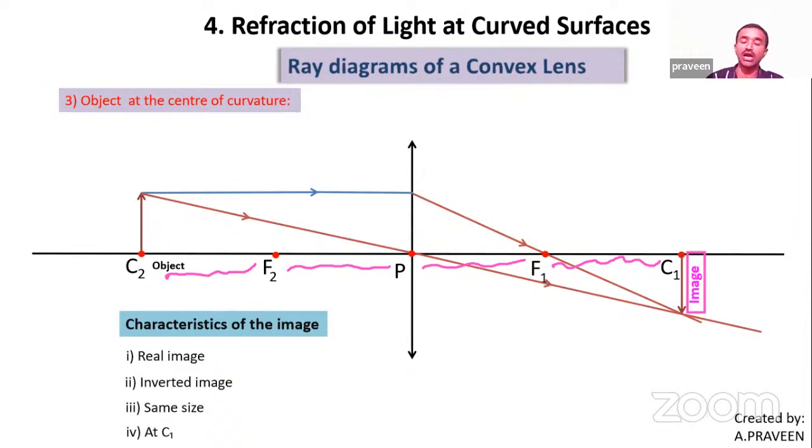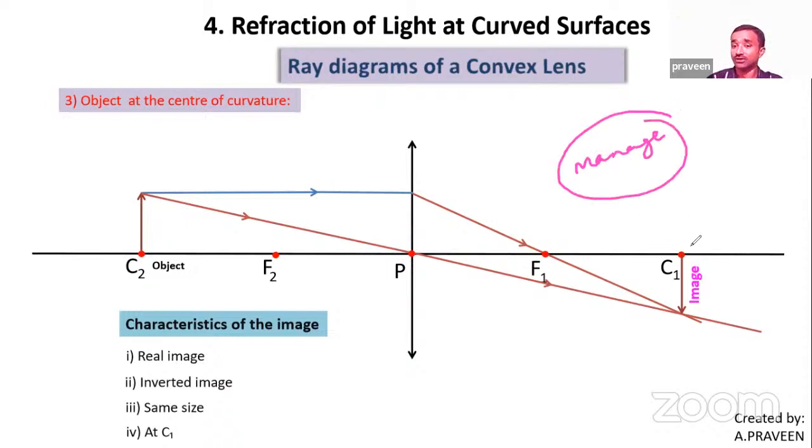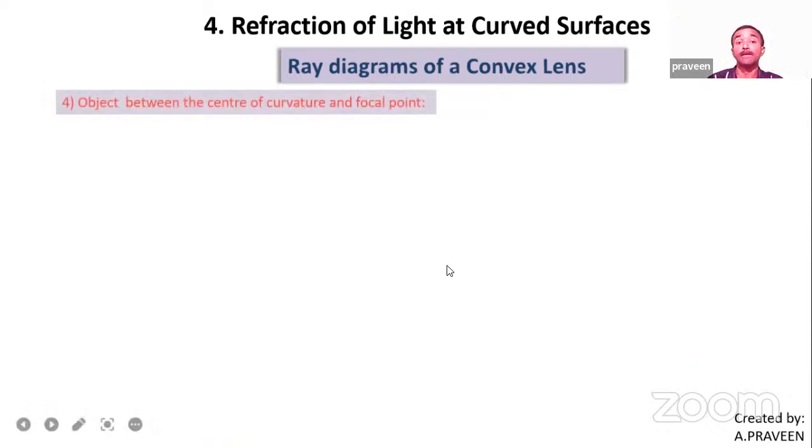So like this, you can comment about the characteristics of the image. This is very easy to draw. And one more thing, sometimes you may get various positions, so you can manage in your examination. If you are not obtaining it, you just have to manage to give that image exactly at C1. Don't forget it. Okay, then the fourth position is the object placed between the center of curvature and the focal point.